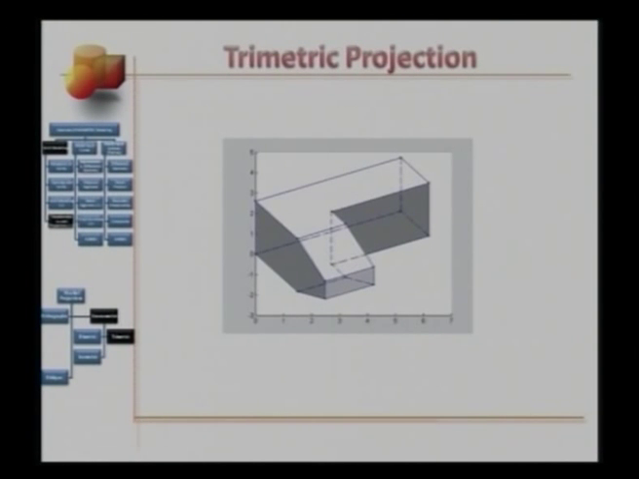Trimetric projection. Here, none of the shortening factors are equal. In other words, angles phi and psi can be chosen freely. This one is a view when phi equals 30 degrees and psi equals 45 degrees.